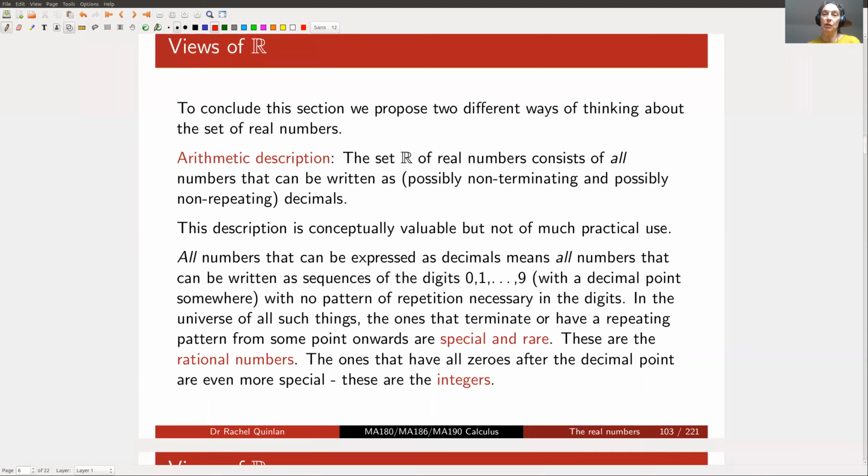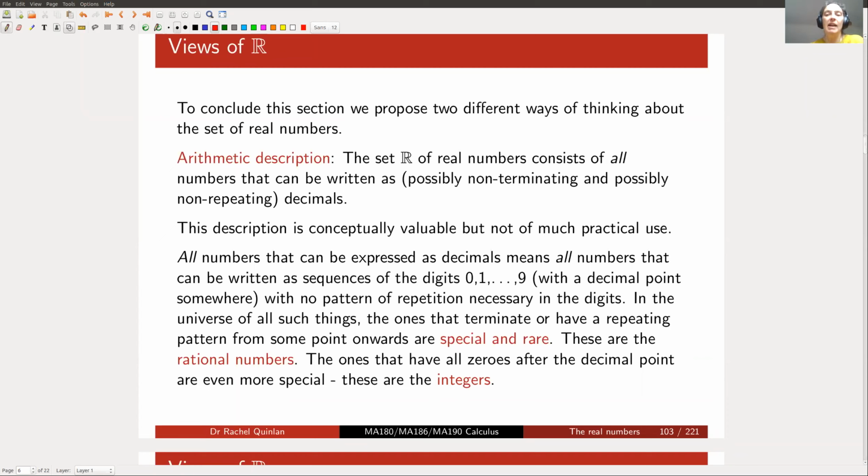Within the whole universe of decimal representations, a decimal representation is a string of digits with a decimal point somewhere in it, and the digits all between 0 and 9. Of course, you could do it in a different number base if you wanted to, but let's do it in the decimal system. Every such thing is a real number. Amongst all such things, you have the ones that end in a string of zeros and the ones that end in a repeating string, that repeats ad infinitum, and those are the rational numbers. But you also have all these irrational ones that have haphazard, non-terminating, non-repeating decimal representations.